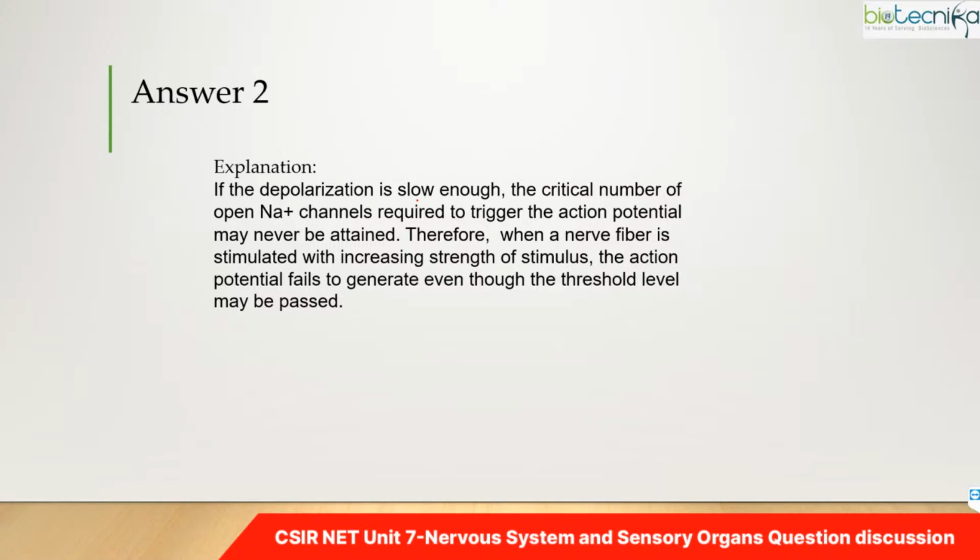So I have mentioned that if depolarization is slow enough, the critical number of open sodium channels that is required to trigger the action potential will never be attained. So you need a particular critical number of sodium channels. Therefore, when a nerve fiber is stimulated with increasing strength of stimulus, the action potential fails to generate, even though the threshold level may be passed. So you need some critical level of open sodium channels to trigger the action potential. When a particular number of sodium channels open, sodium enters inside and it becomes positive, so from negative it goes towards positive. That is when depolarization will occur, and that is what gives rise to the action potential. So you need some critical level of sodium channels that have to open.